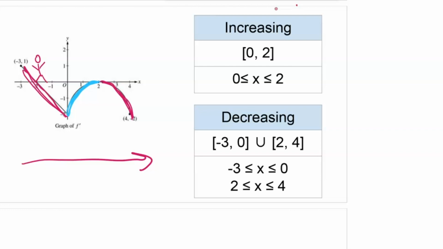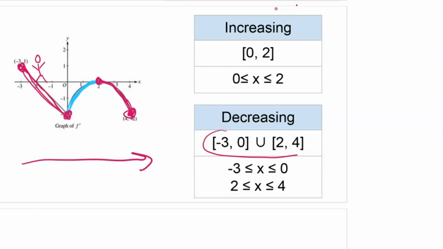And this graph had points on the end. I kind of covered them, but we did not have arrows on the ends. We had points, and they were closed circles. So this one is decreasing from negative 3 to 0. That's the first section, and then it has another section where it's decreasing from 2 to 4.